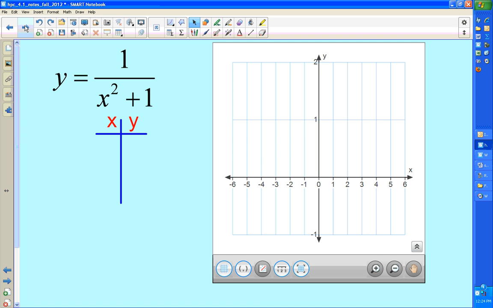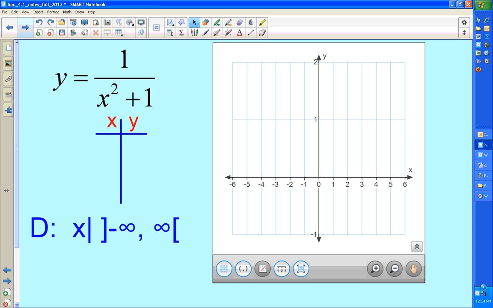Okay? So here we again have this situation where we have a rational function, but we have a quadratic in the denominator. If there's a quadratic in the denominator and it's +1, what are the values of x to make the denominator 0? You're right, there aren't any. So that means your domain can be anything from -infinity to +infinity.